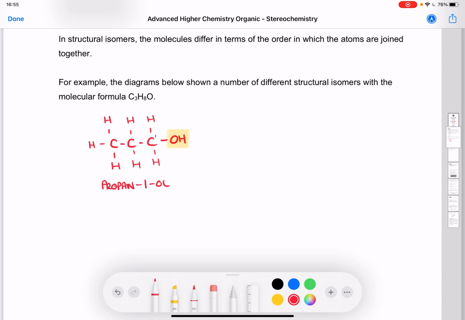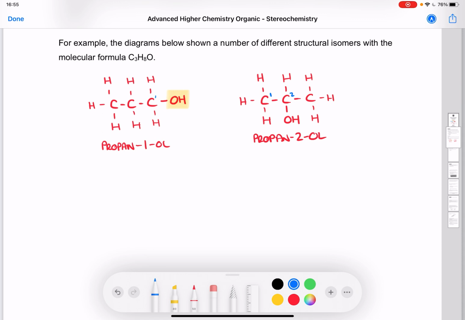Okay, so let's look at a different way in which we could arrange those 3 carbons, 8 hydrogens and oxygen. Let's keep those 3 carbons in a line, and this time, let's think about popping that OH group onto the middle carbon. Popping the hydrogens around our carbons, and that would be an isomer. This particular arrangement would be known as propan-2-ol, because the hydroxyl group would be on the second carbon.